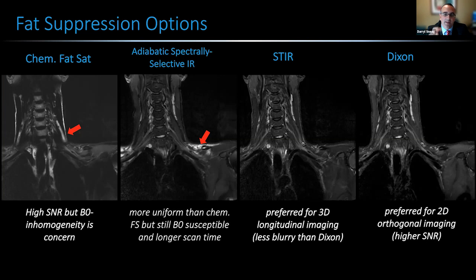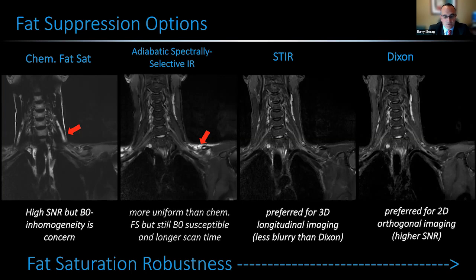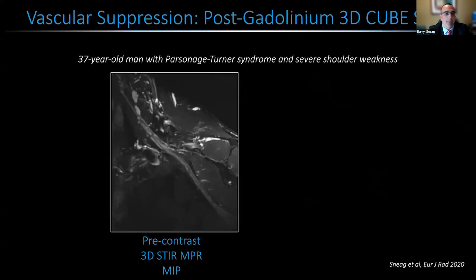Because you're acquiring data at two different echo times and then combining them together, if a patient were to move during the acquisition, you may incur motion artifact. So in terms of relative fat saturation robustness, STIR being close to Dixon, this is the order.